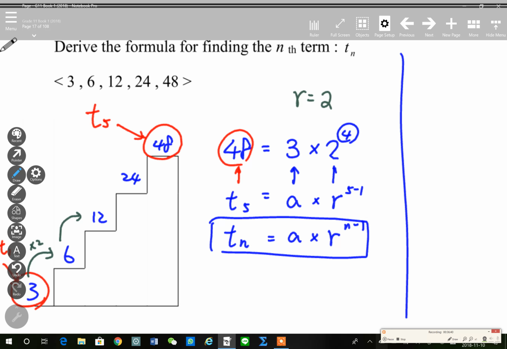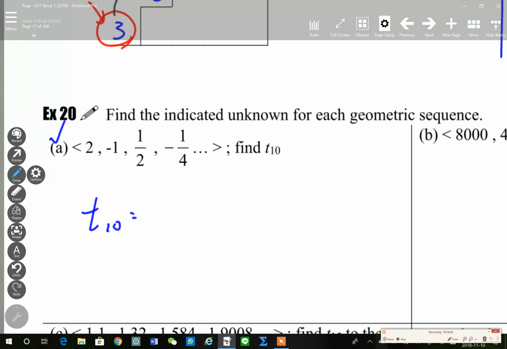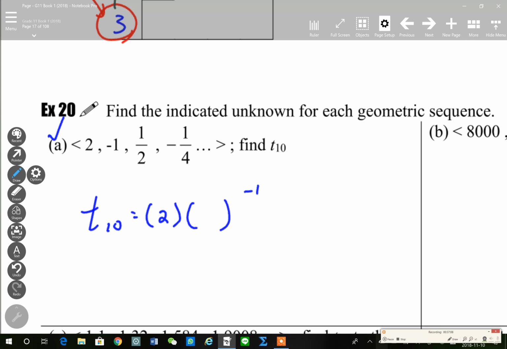Okay, let's see. Alright, we'll fill that in. A times ratio to the n minus 1. A is 2. What's our ratio here? Do you want to use mine? No, I forgot to give it back last week. Okay. Nicole, what's the ratio? I instantly got 4. Quiet down, please.